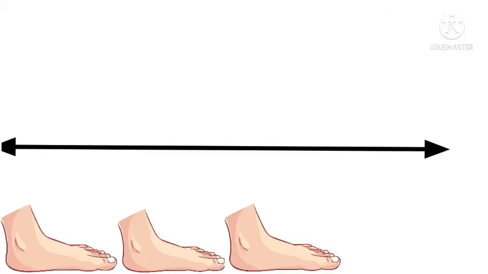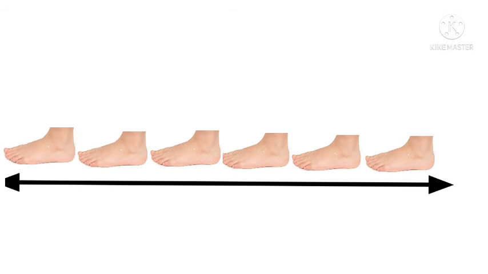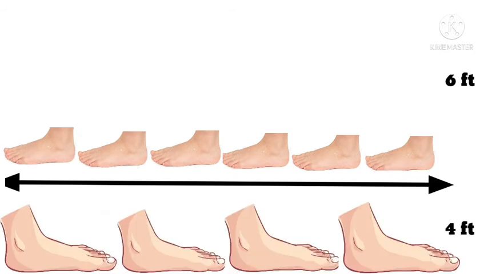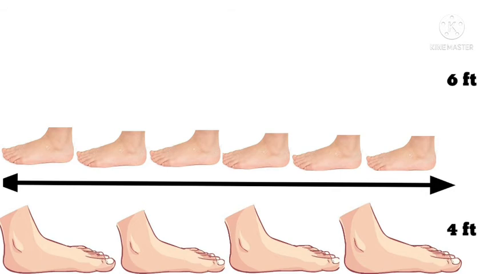For example, let the teacher measure something with her feet and find that the measurement is 4 feet. Now, the student is allowed to measure the same length with his or her feet. See the difference? When the child measures, he or she gets 6 feet because the foot of the teacher is longer than the foot of the student. So the teacher will get the smaller measurement than that of the student.